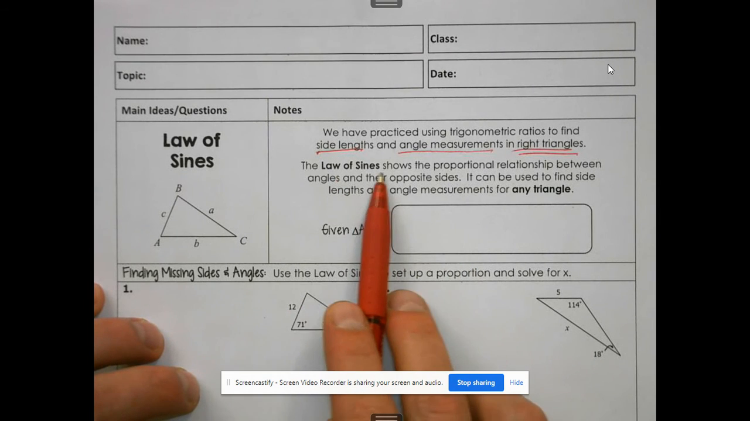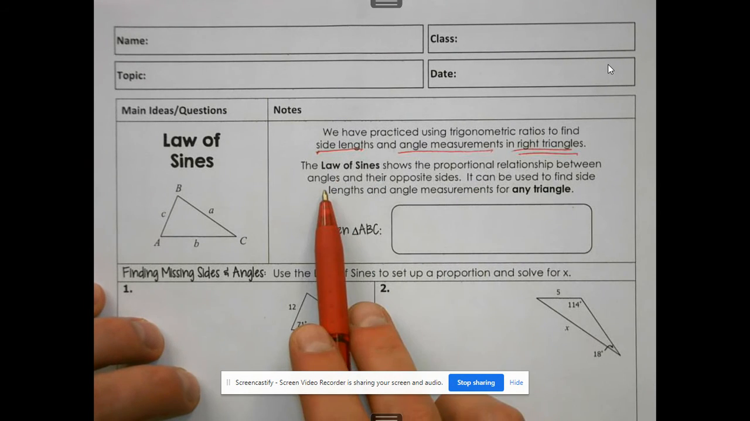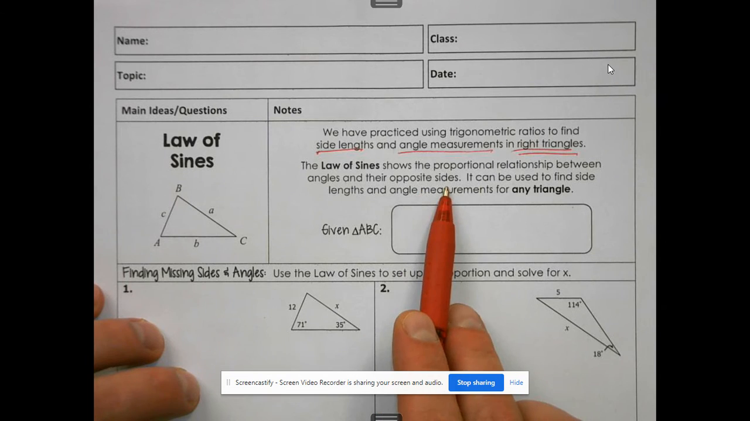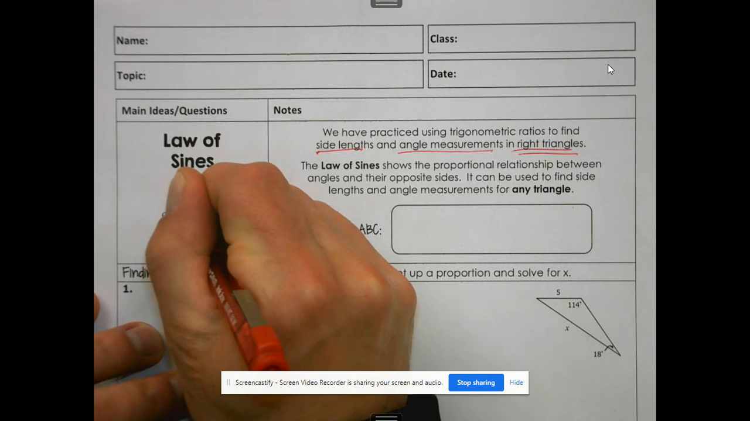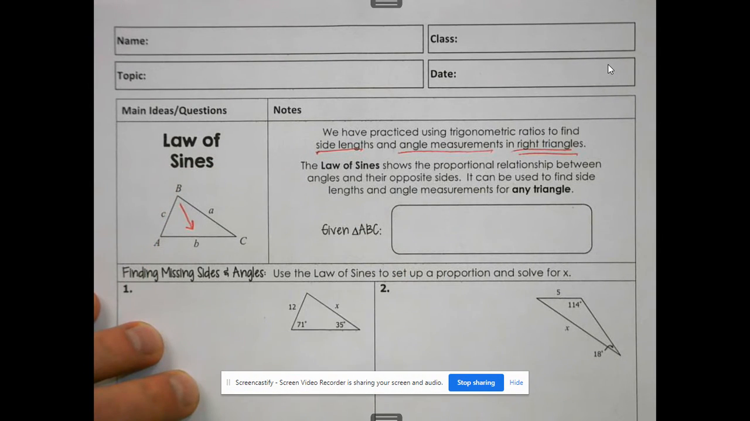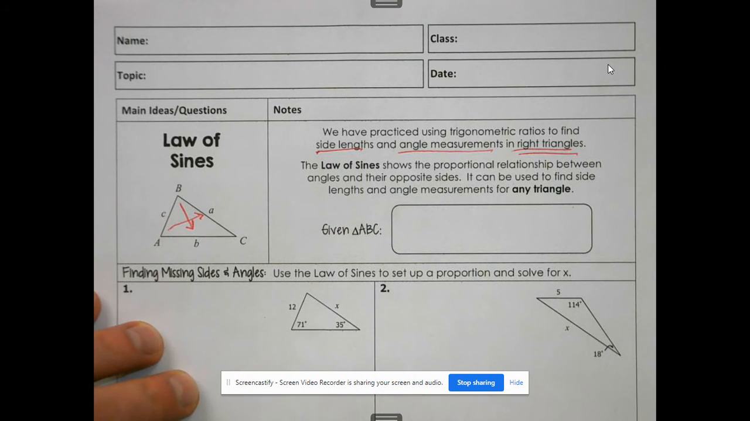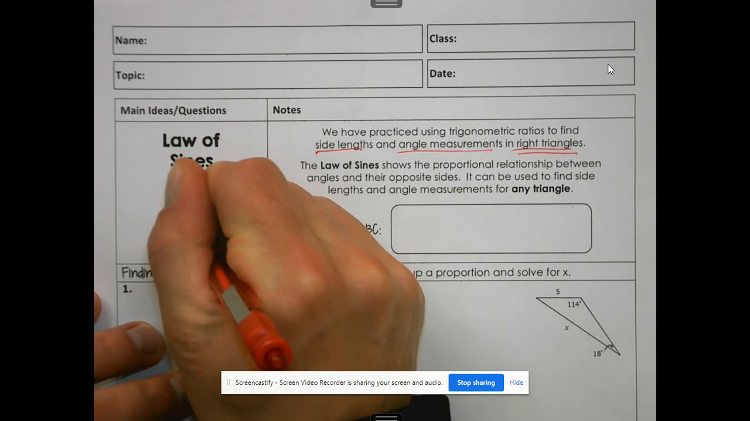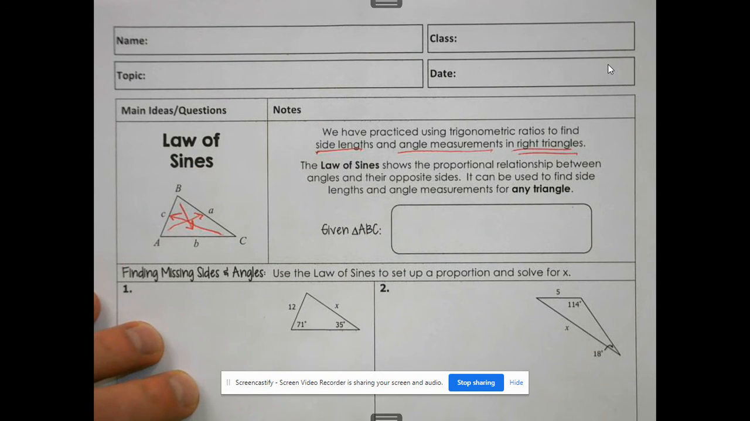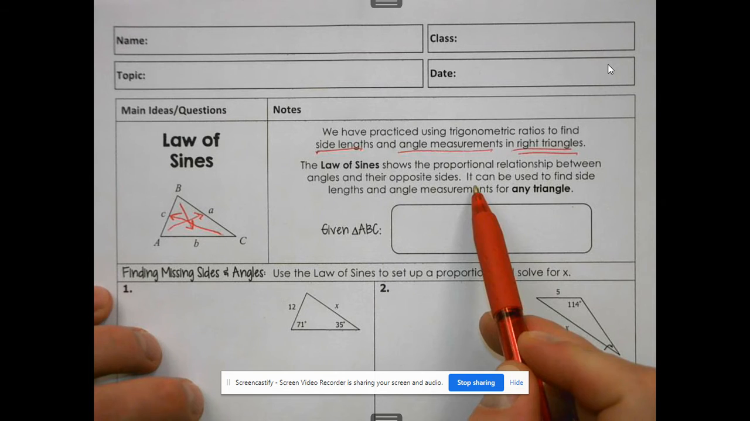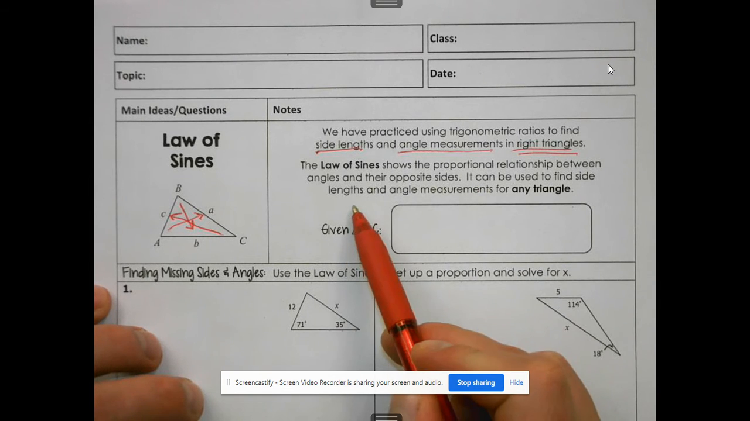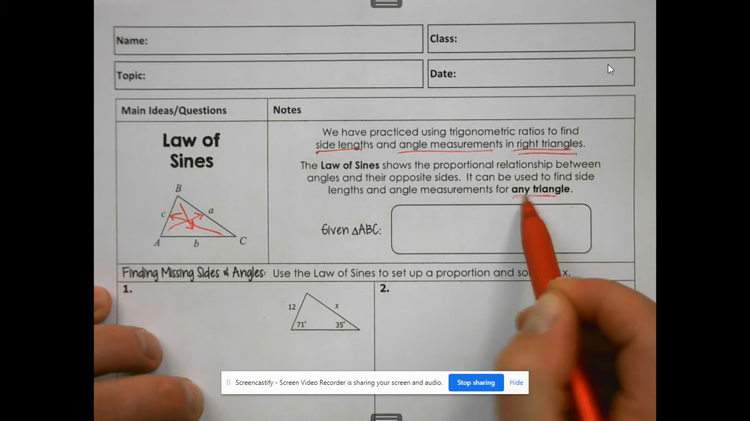So law of sines shows a proportional relationship between angles and their opposite sides. For example, angle B matches up with side B across, angle A matches up with side A, and angle C matches up with side C. They're just directly across from each other. It can be used to find side lengths and angle measurements in any triangle.